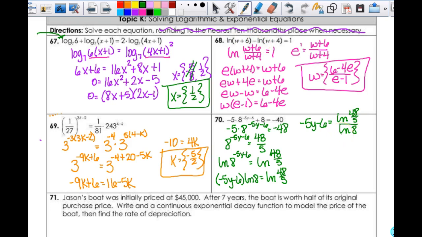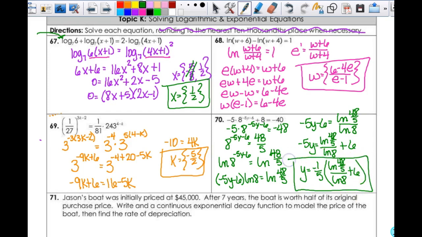Then I'm going to add 6 to both sides, so I get negative 5y equals the natural log of 48 over 5 over the natural log of 8 plus 6. I want to divide by a negative 5. But since I already have this fraction, I can also multiply by a negative 1/5. So y equals negative 1/5, big old parentheses, natural log of 48 over 5 over the natural log of 8 plus 6, close my big old parentheses. There is my y value.